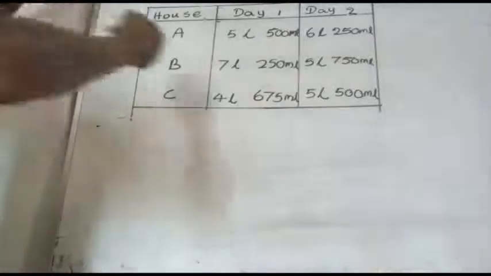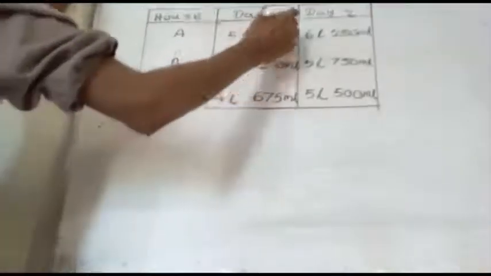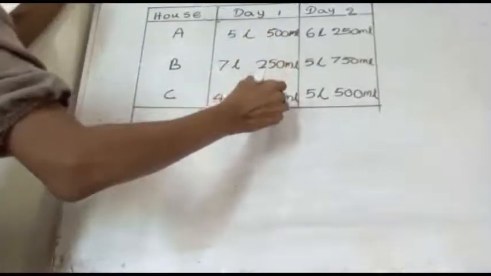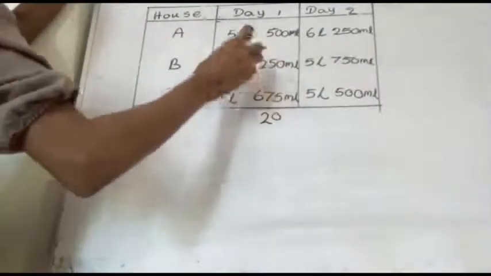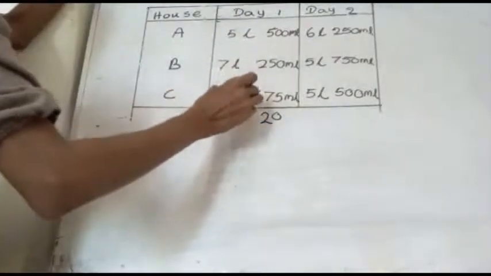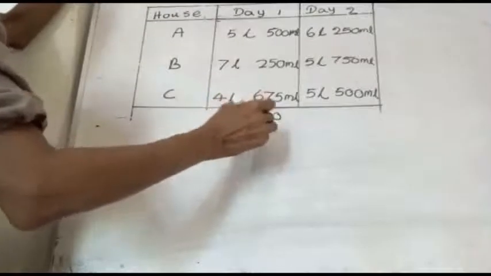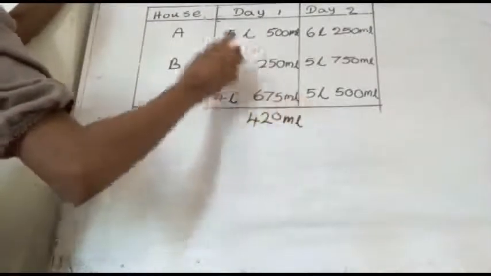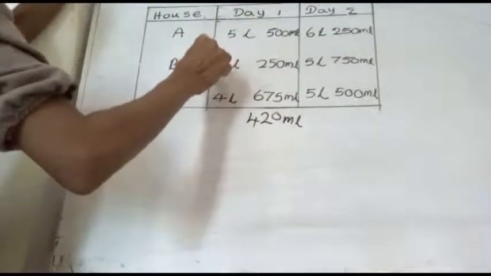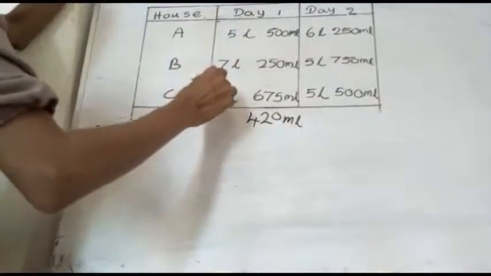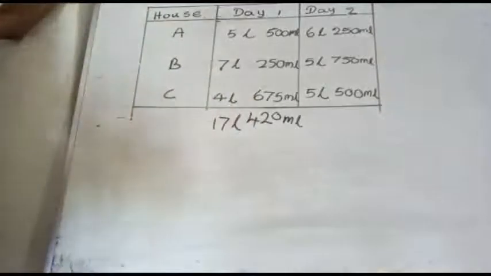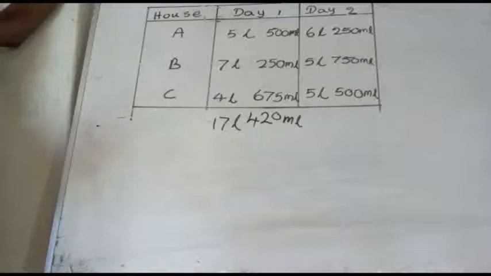We can find the sum on the first day. 0, 5 plus 7, 12. Remaining 1. 1 plus 5, 6. 6 plus 2, 8. 8 plus 6, 14. Remaining 1. 1 plus 5, 6. 6 plus 7, 13. 13 plus 4, 17. 17 liters and 420 milliliters.